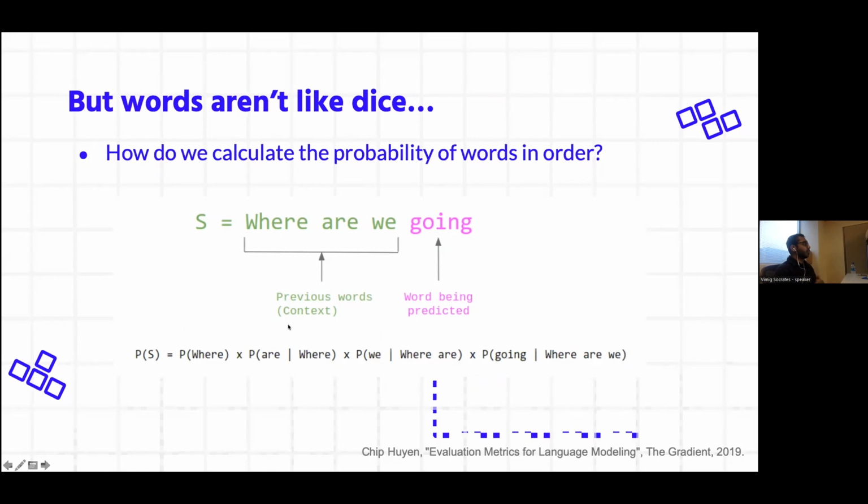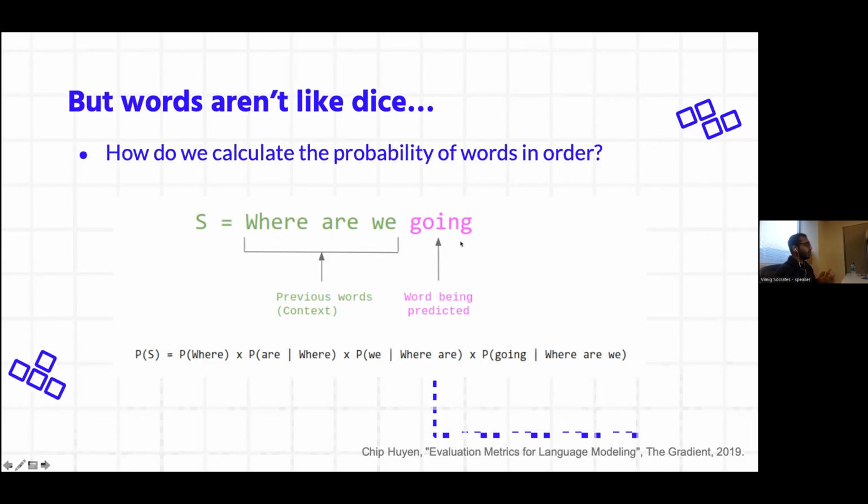And then your phone can use those numbers to decide whether or not the word going is most likely when you type in the words, where are we? Or maybe it's, I don't know, tomato. So tomato is not going to be very likely. So it'll usually pick a word. And so sometimes these words are similar or not similar.